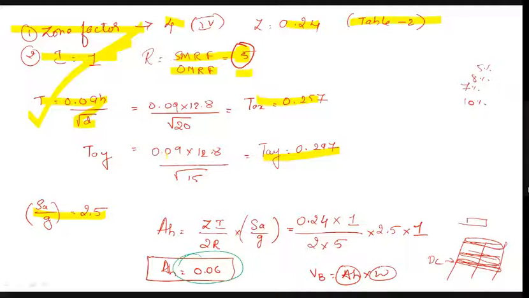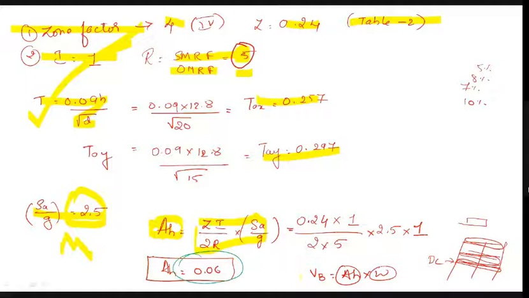Now, with the help of the time period, we will calculate the acceleration. It is 2.5, which we get directly from the code book with respect to the medium, whether it is hard, soft or medium soil. After calculating everything, we will determine the horizontal seismic coefficient AH, given by the formula ZI divided by 2R multiplied by Sa by g.